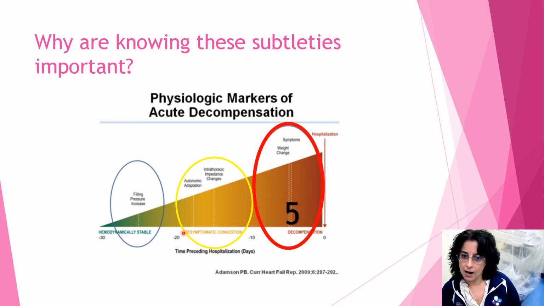But we can know how we feel and what's normal for us and address it sooner than the weight change on the scale. Does this make sense to everybody? Does anybody have any questions?